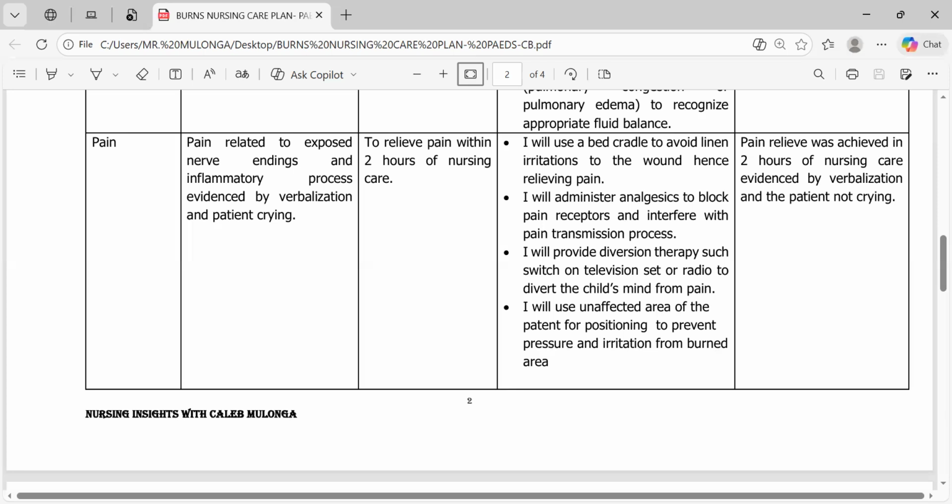Number 4, I will use the unaffected area of the patient for positioning to prevent pressure and irritation from the burnt area, therefore relieving pain. So here what we are doing is allowing the child to sleep or to lie on the area that is not affected. This will help in the relieving of pain.